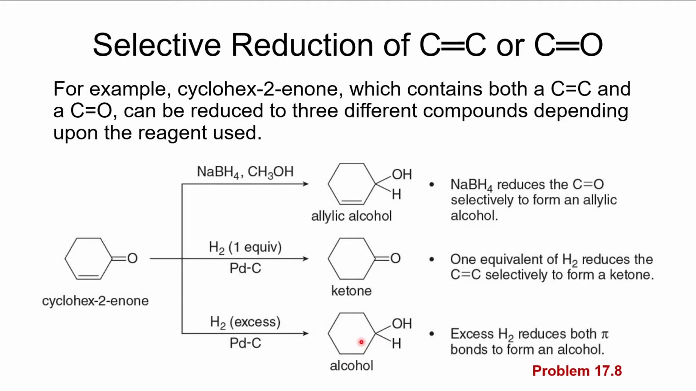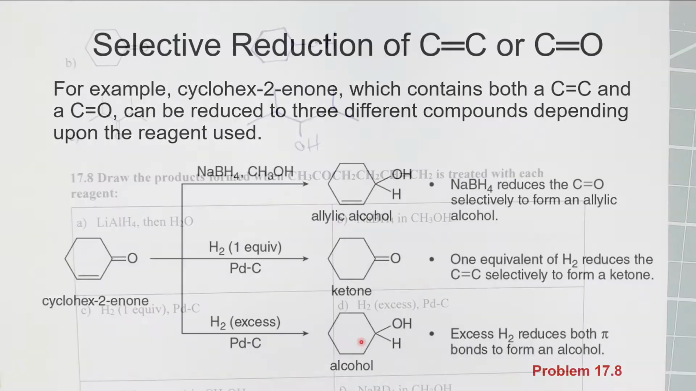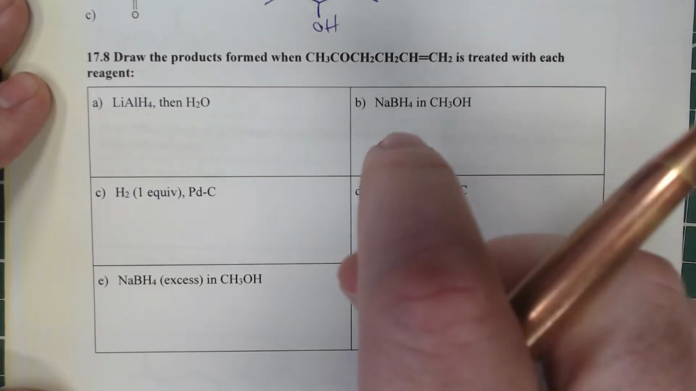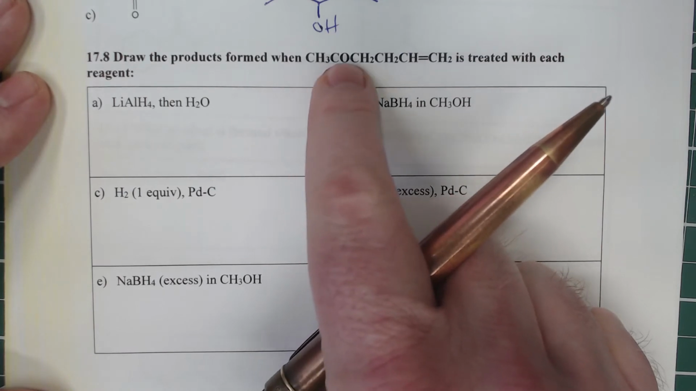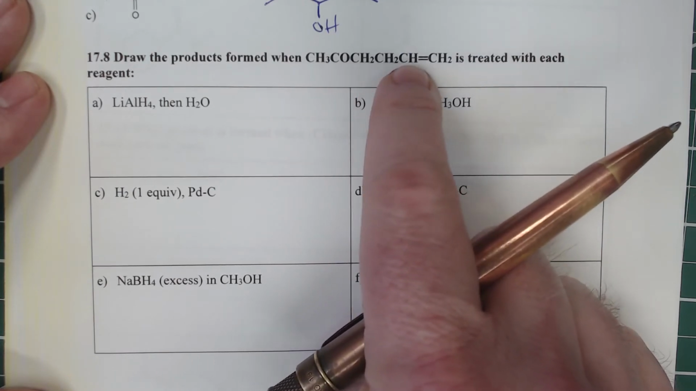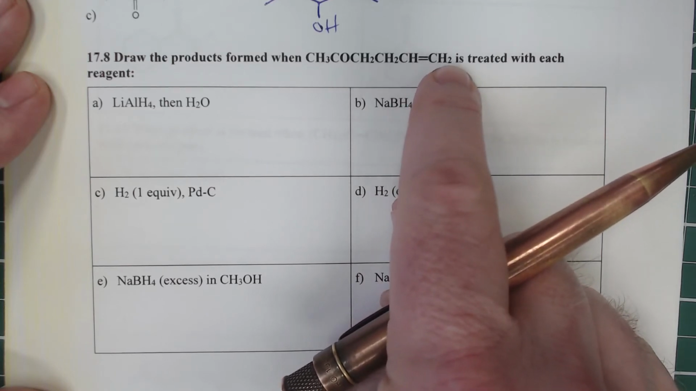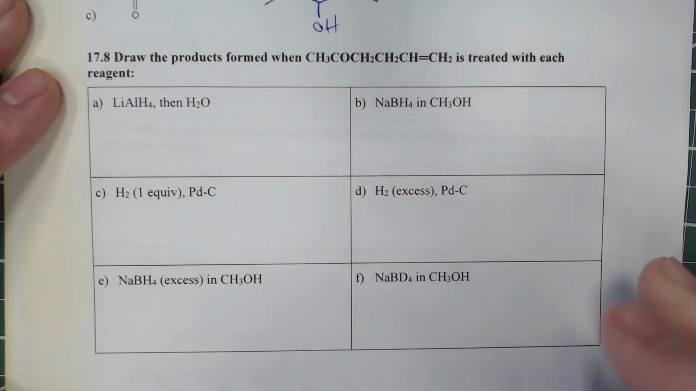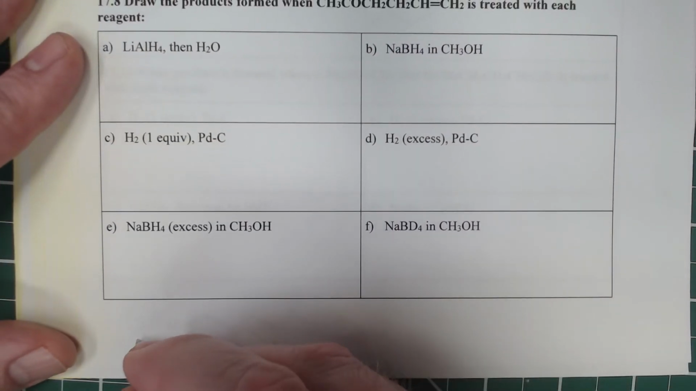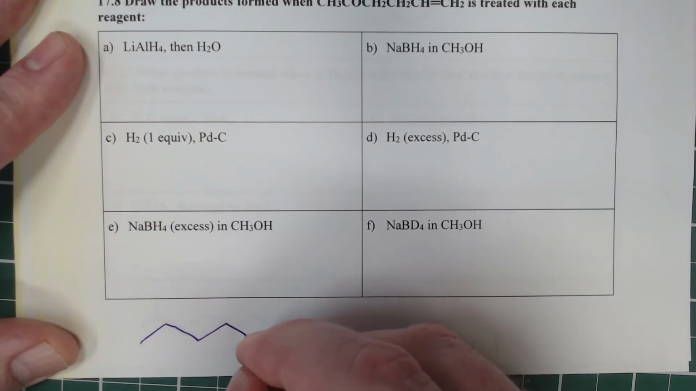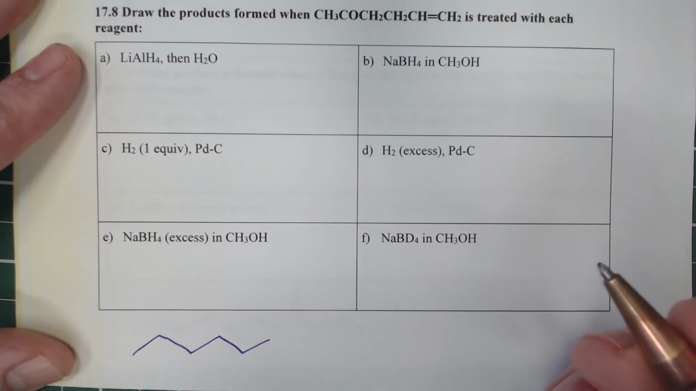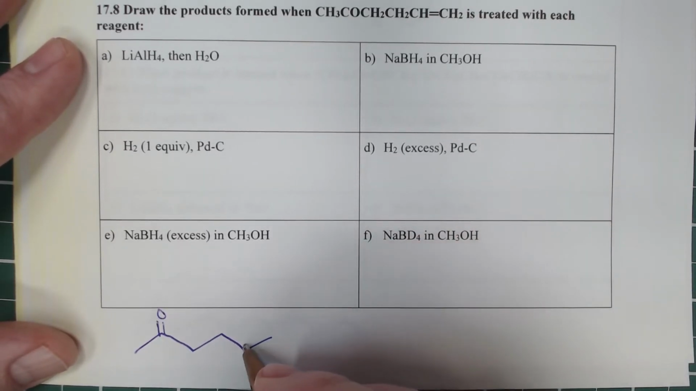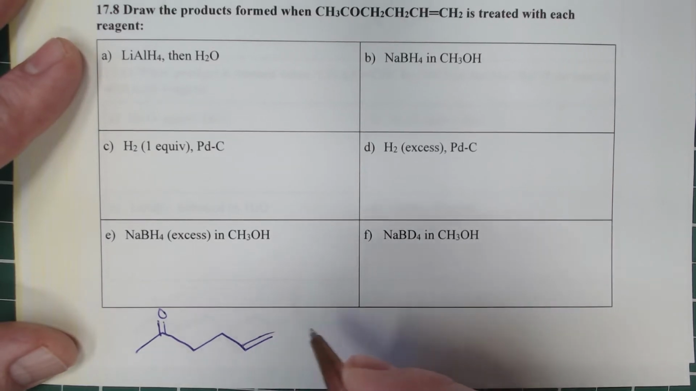Let's look at number 8 on the in-class assignment. All right, so here we've got number 8 on the in-class assignment. We've got this compound, which is CH3, carbonyl, CH2, CH2, CH, carbon-carbon double bond, CH2. So 1, 2, 3, 4, 5, 6. I'm going to draw it down here. 1, 2, 3, 4, 5, 6. And our second carbon has that carbonyl. And this last one has the carbon-carbon double bond.